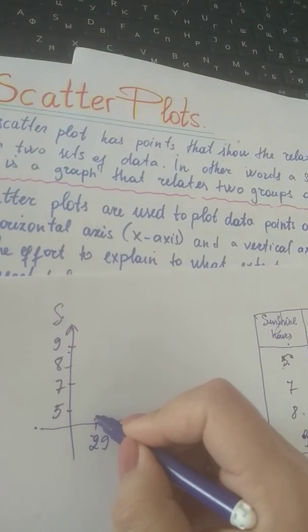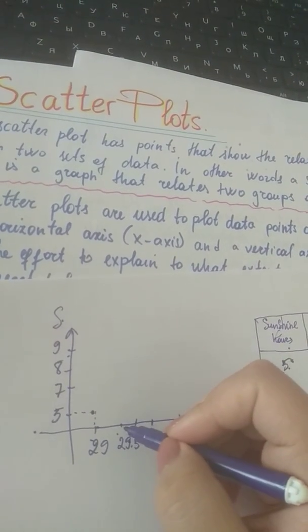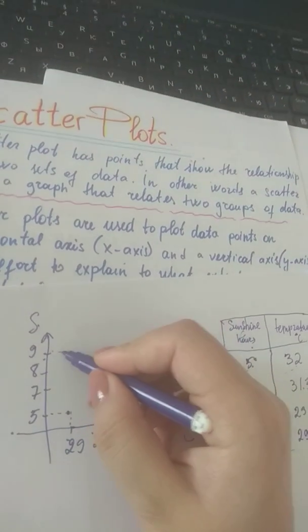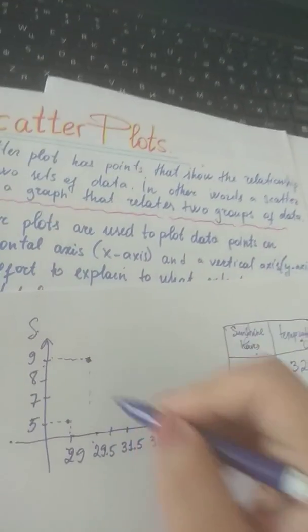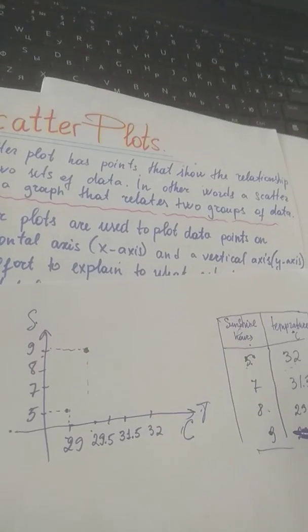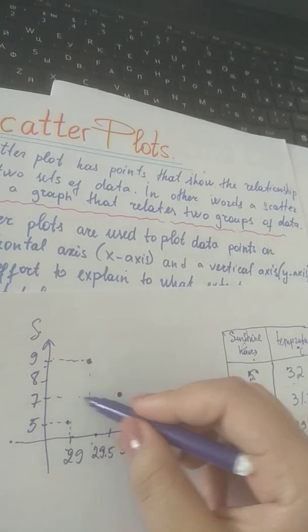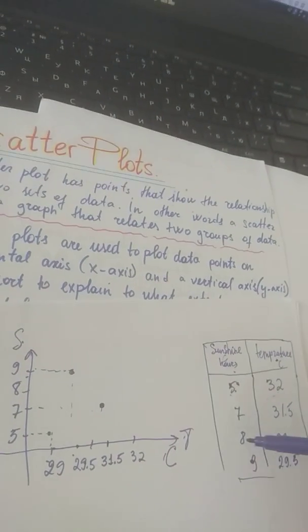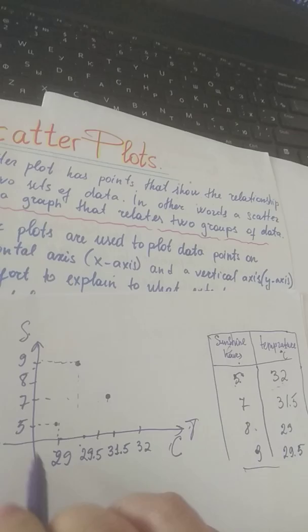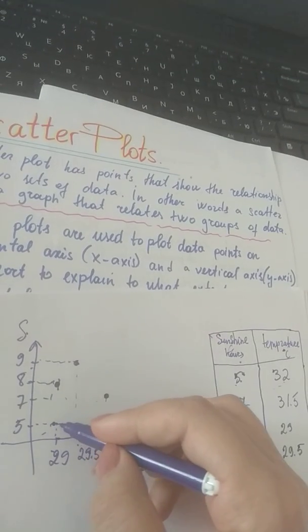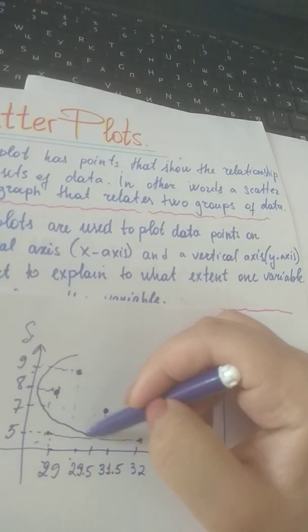Then try to write 29 with 5 here, then 29.5 with 7 hours, no, 29.5 represents 9 hours, then 7 represents 31.5, which is approximately here, so you can check like that. Then the other one is 8 represents 29. Oh my god, I made a mistake. 5 is 32 and 8 is here, so we should change this one, and that one should be here. So look at here, guys, our points are there.